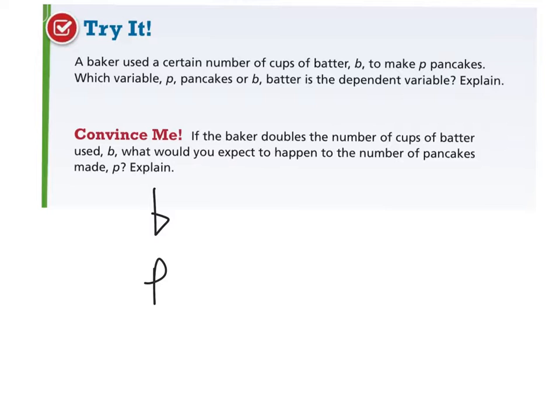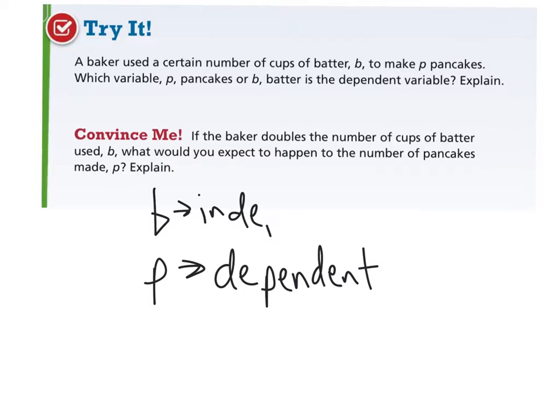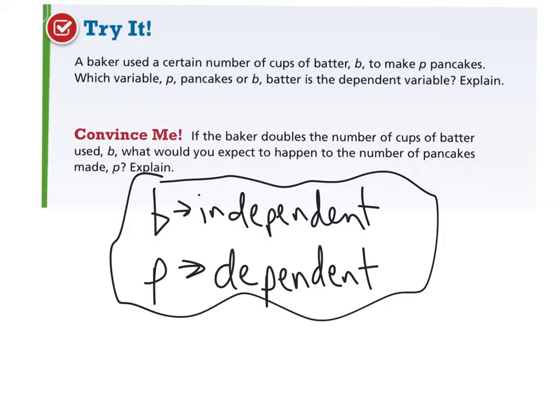So which one is dependent? Think about it again, like we talked about. Which one comes first? Which one depends on what? Well, the pancakes depend on how much batter you have. How many pancakes you make depends on how much batter. So the batter is independent. Again, it comes first, and how much batter you have determines how many pancakes you can make. And then, if the baker doubles the number of cups of batter, what would you expect to happen to the number of pancakes made? Probably twice as much batter would mean we could make twice as many pancakes.